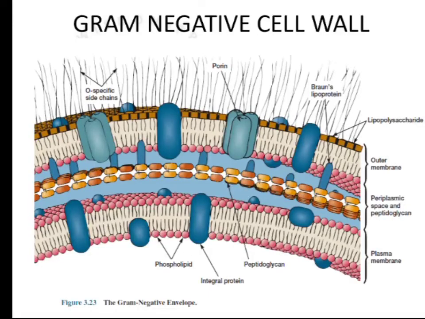Now, gram-negative bacteria have an outer membrane, which is not there in gram-positive bacteria. The outer membrane is composed of lipopolysaccharide and has a porin channel that is also not present in gram-positive bacteria. The porin protein is only present in gram-negative bacteria, and here there is a thin peptidoglycan layer, and there is Braun's protein for strengthening the gram-negative cell wall.